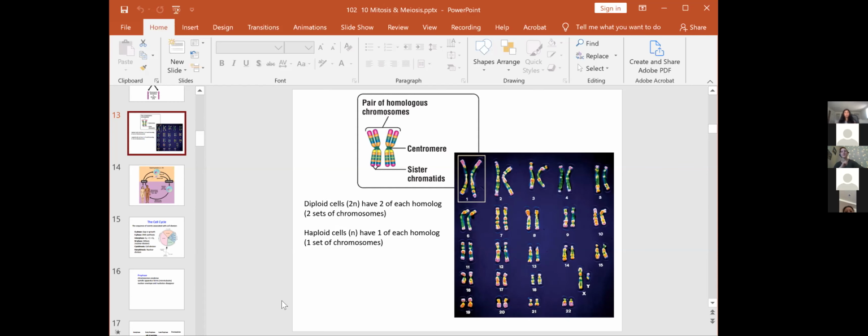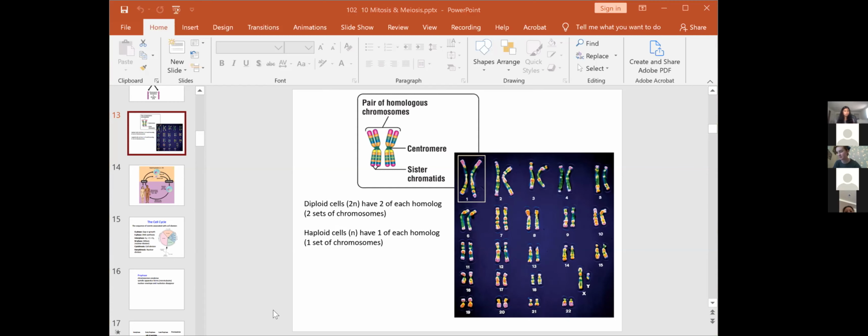No, they're not identical. But they do have the same genetic information in terms of what genes they carry. What's different about them is which versions of those genes they carry. So maybe mom gave you the yes, you can roll your tongue gene, and dad gave you the no, you can't roll your tongue gene. Those are just alleles for a given trait. So homologous chromosomes are not identical, but they do have the same genes in the same order. What's different about them are which versions of those genes, and we call those alleles.